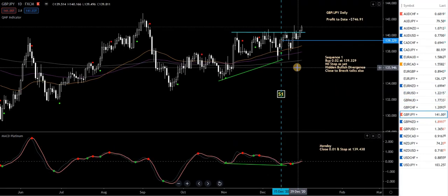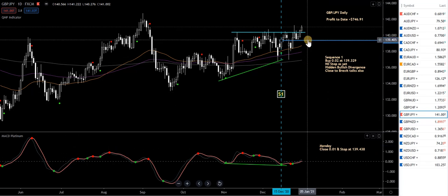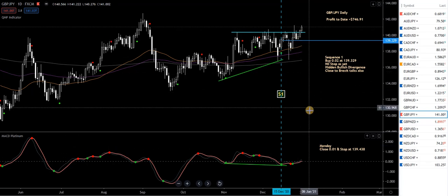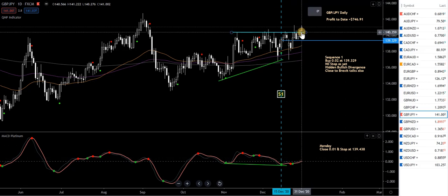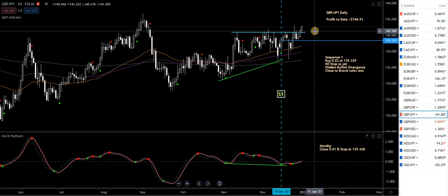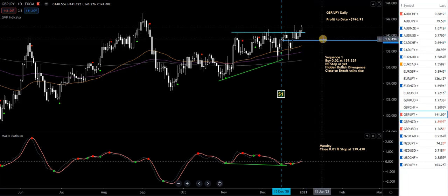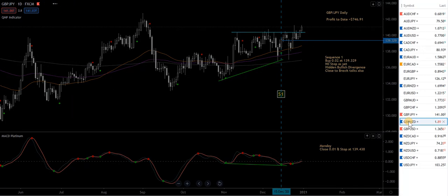Pound Yen, highlighted in pink. Monday, close one and stop up to just below this low here. The reason I'm closing is the MACD platinum's through the zero level and we're through this sort of resistance level. So I'm going to close half and put a stop in a bit tighter, just above the entry level there. That's Pound Yen.